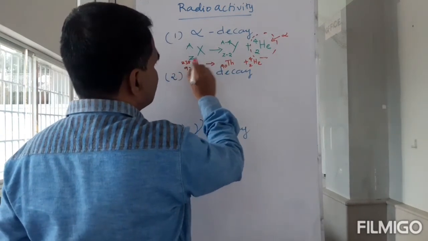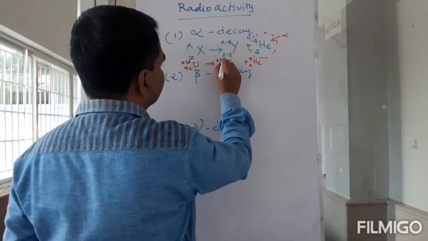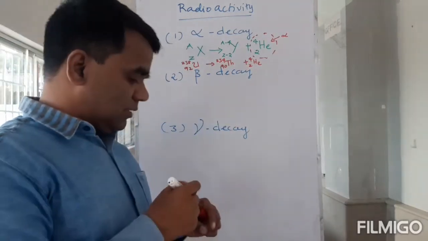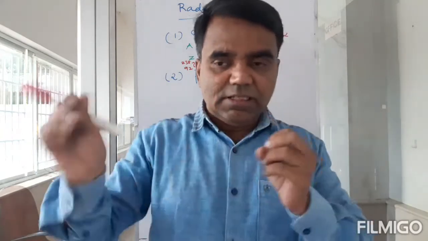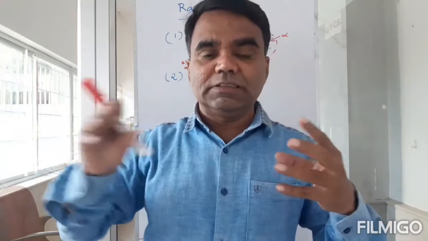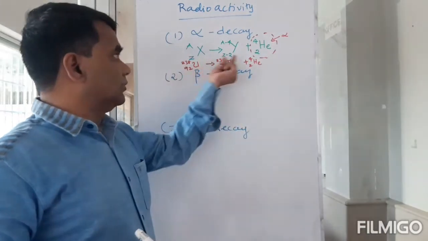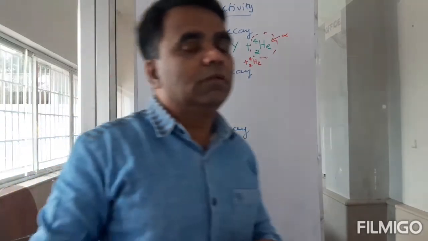And what have I got here? 238 minus 4, I'm going to get 234. So the new element will be thorium-234. So I have uranium-238, and then it sends out alpha particles, then it becomes thorium. Okay. See, these are all whole numbers. 238, 234, 4, these are whole numbers.